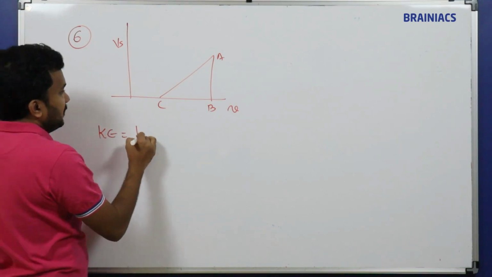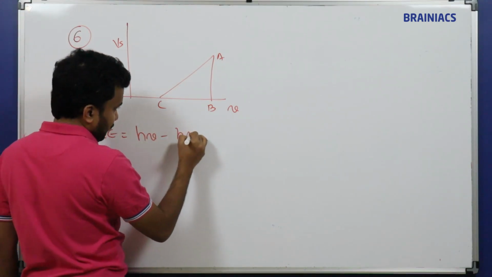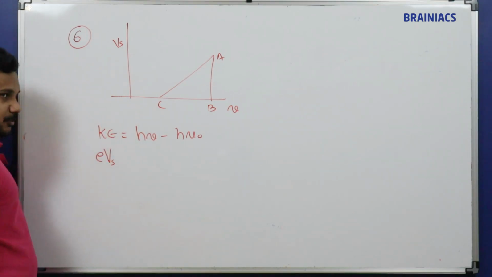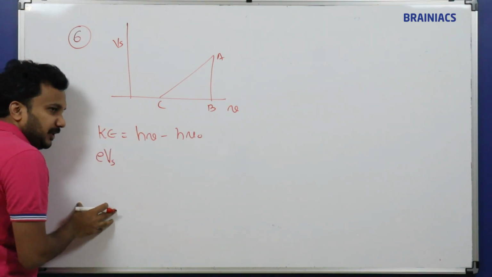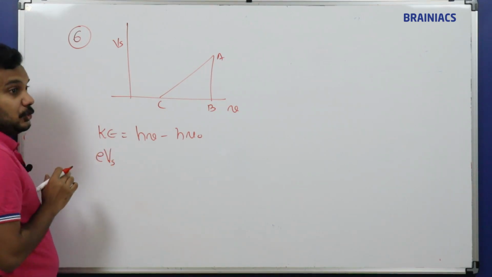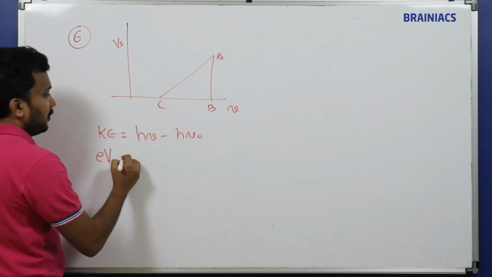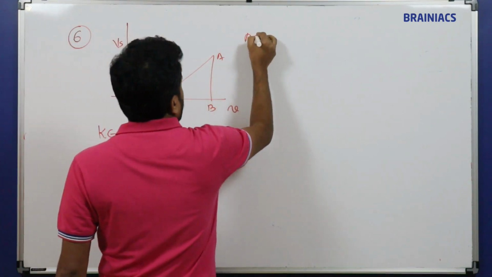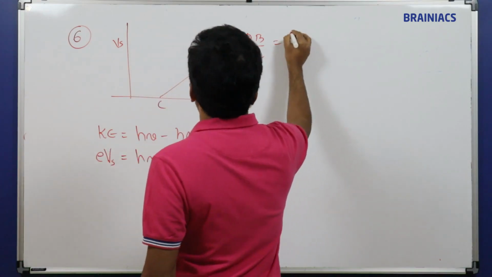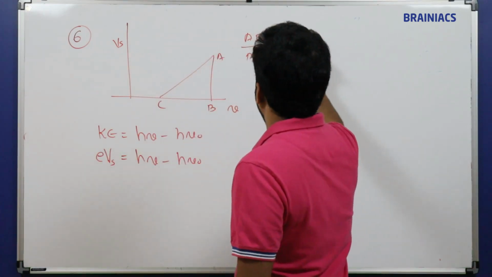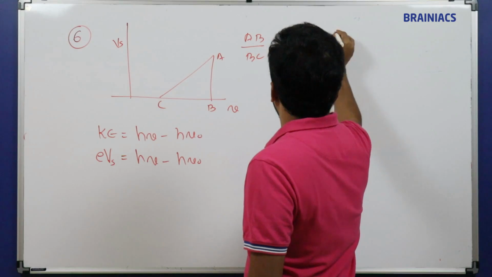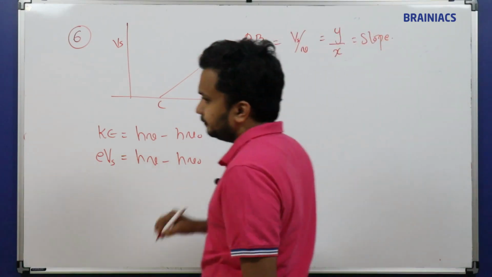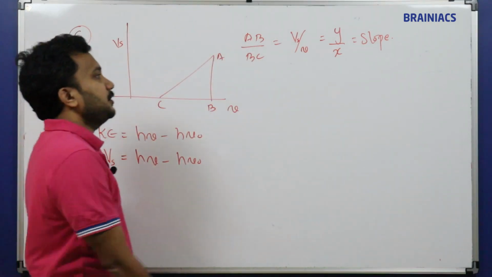I know kinetic energy is equal to h nu minus h nu 0. Kinetic energy is called eVs, the stopping potential. Kinetic energy is half mv square, which is equal to eVs, QV energy, which is equal to h nu minus h nu 0. The question asks what AB divided by BC is, which is nothing but Vs divided by nu, actually y by x. Y by x is called the slope of the graph.